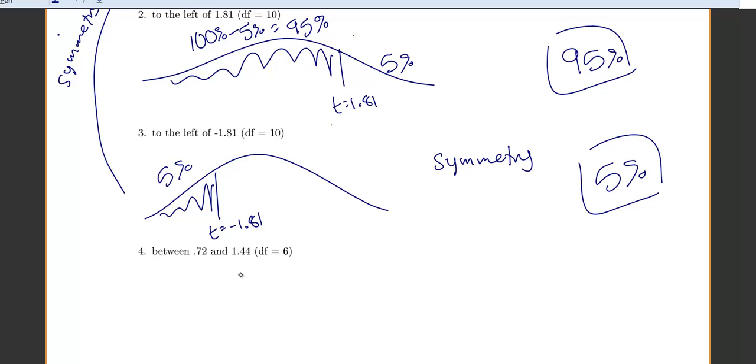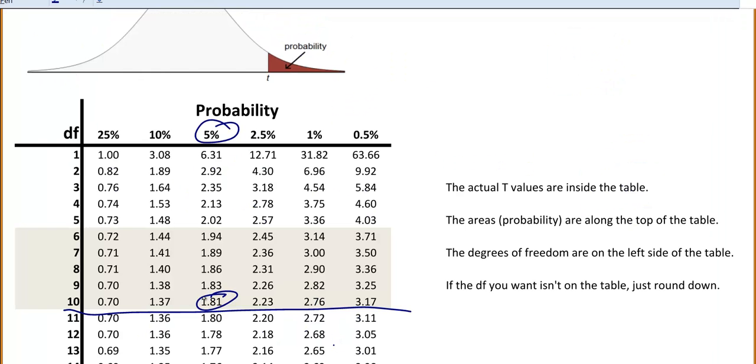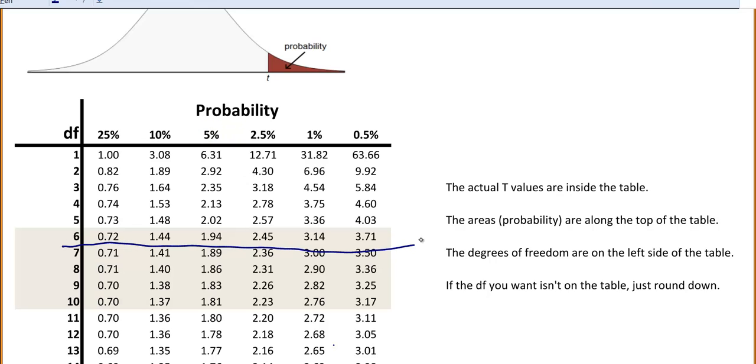Okay, my next one, we want the area between 0.72 and 1.44. So here's my 0.72, here's my 1.44. We want the area in between, and now we have 6 degrees of freedom. So let's go back to our t table. We have 6 degrees of freedom, and we wanted the area between 0.72 and 1.44.